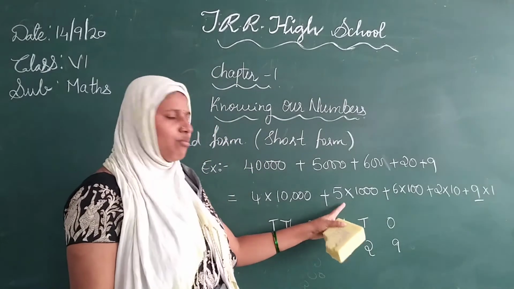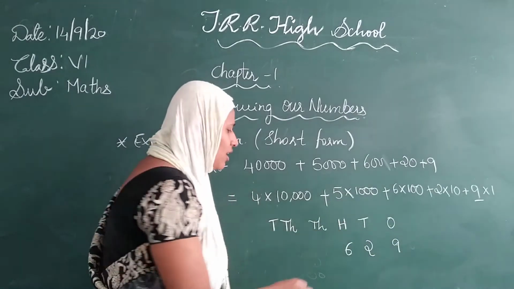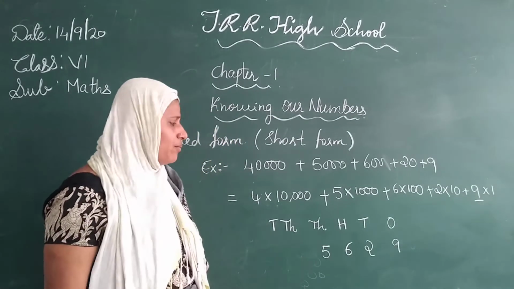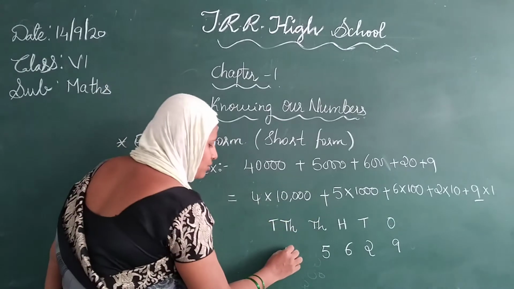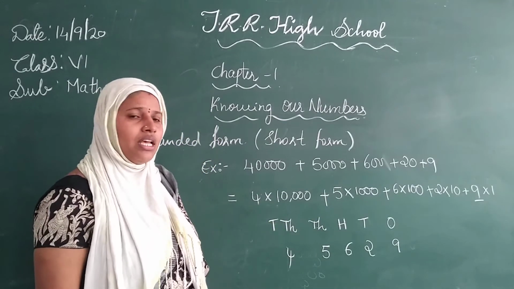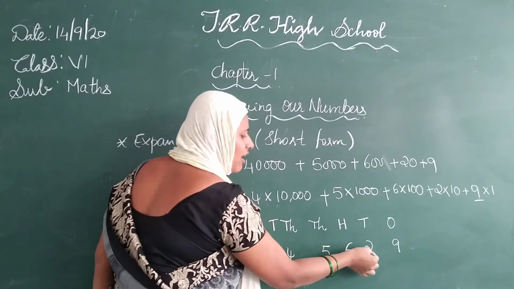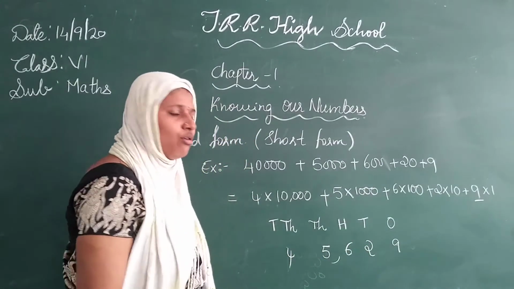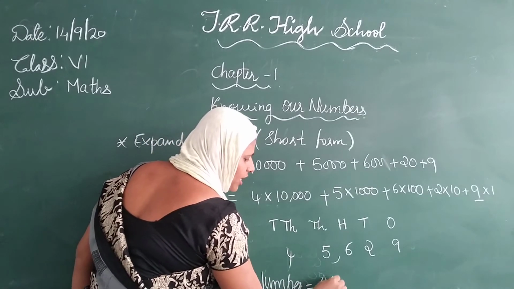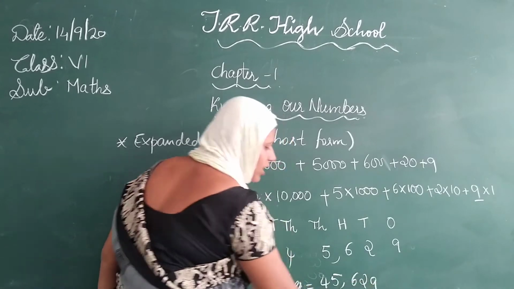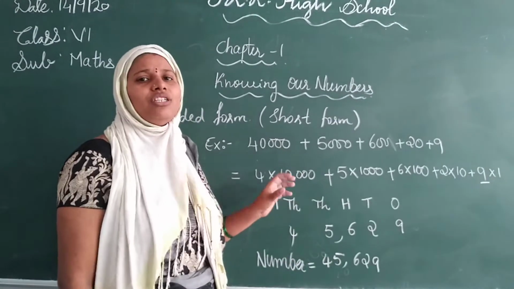Now coming to your next number. 5 into 1000. Means in thousands place 5 is there. Now in thousands place 5. In the same way 4 into 10,000. So as 4 is in 10,000 place, you just write 4 in 10,000 place. Now I have to separate with the commas. So what I said, after 3 digits you have to put a comma. So my new number is, so what is my number here? The number is 45,629.